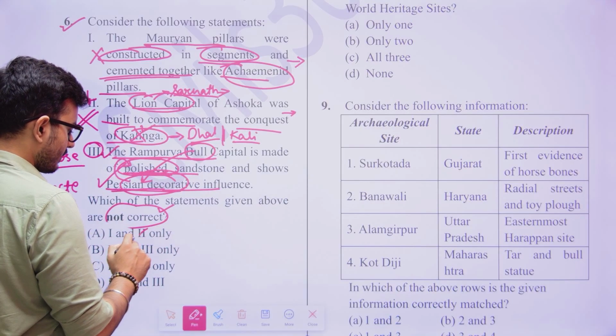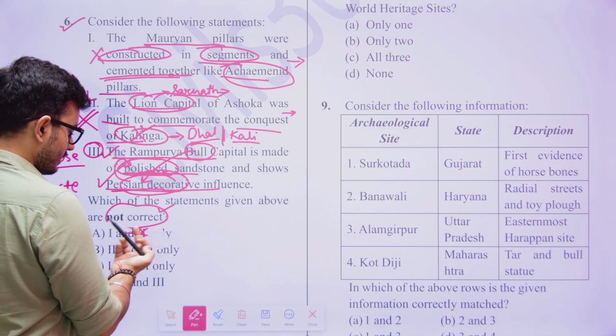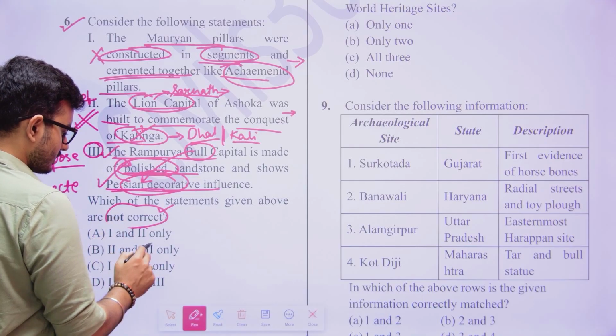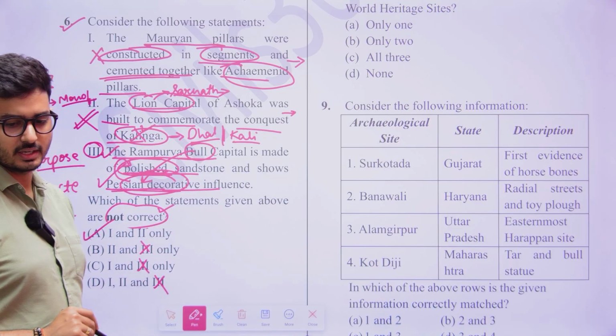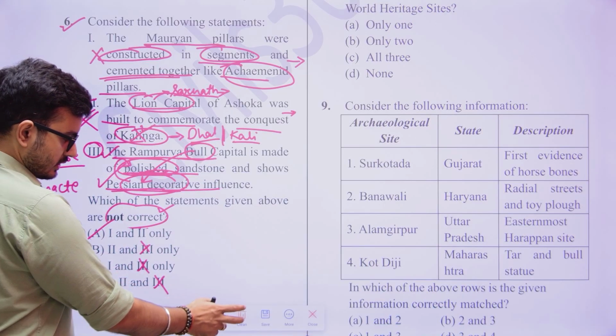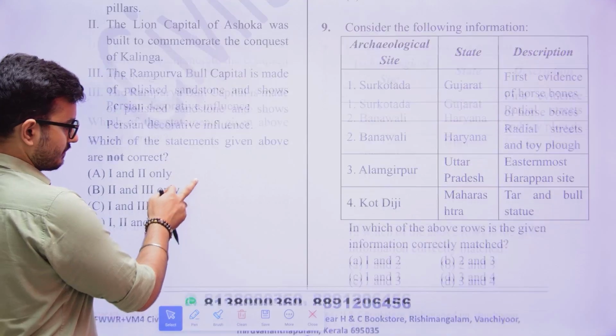We need to find the statement that is not correct. Third is correct, so the answer is going to be 1 and 2. That is how you need to solve these questions.